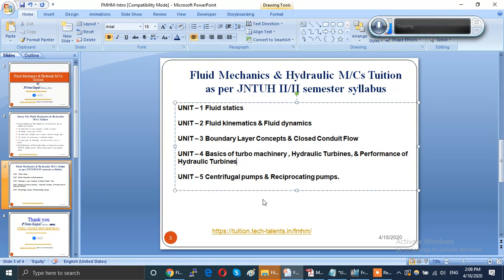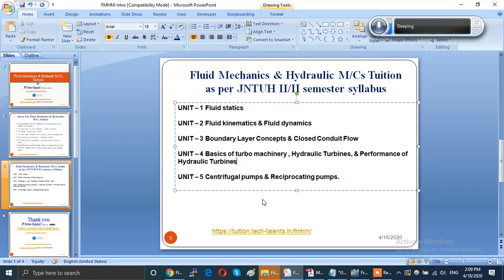Then finally, unit 5: I will explain more details about centrifugal pumps and reciprocating pumps. Basically, these are the two major classifications of pumps, which are another hydraulic machine. This comes under hydraulic machines like turbines. These hydraulic machines are used for generating head, that means generating pressure in the fluid.